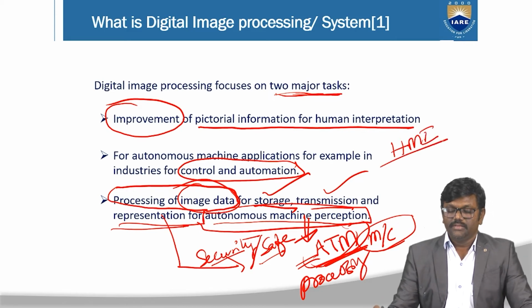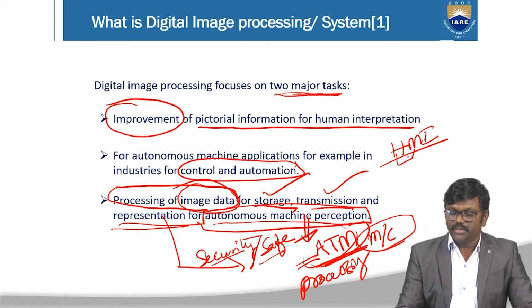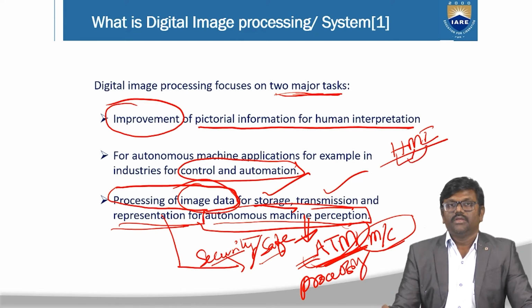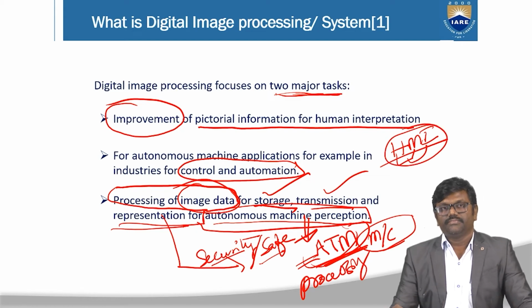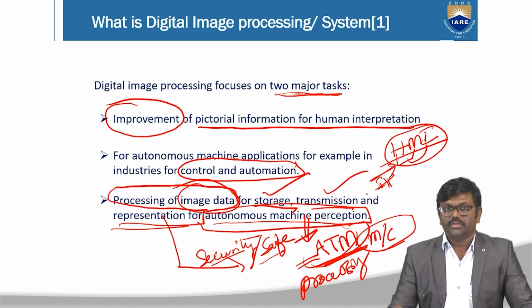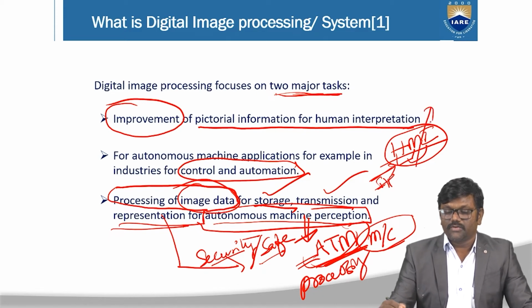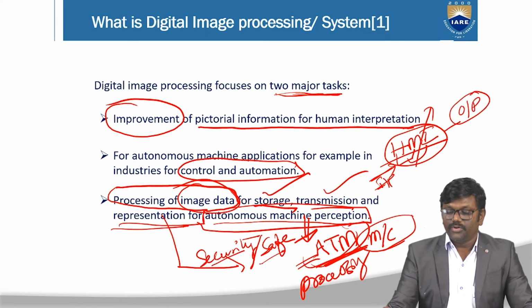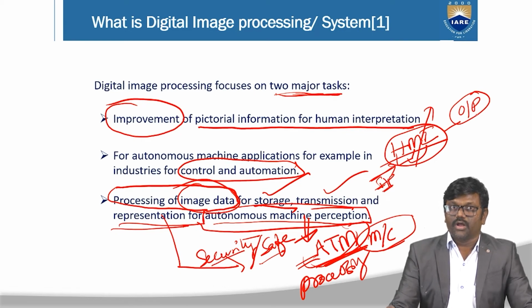What is HMI? Human Machine Interface. Human Machine Interface is the system which takes the input, does the required signal processing, and gives the output. When it provides the output based on the given input, is this output your desired output or not?